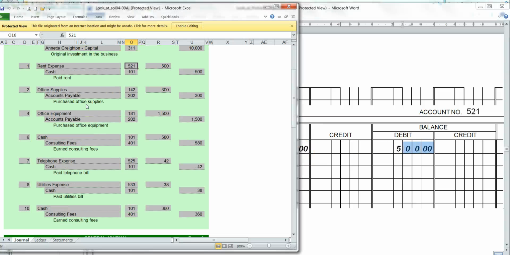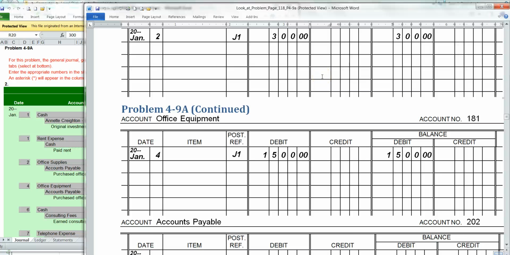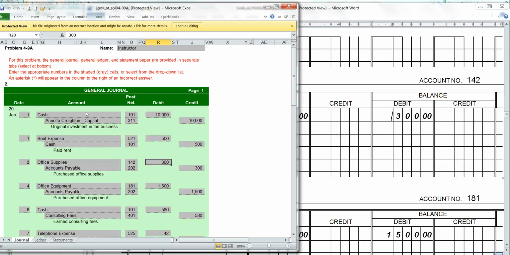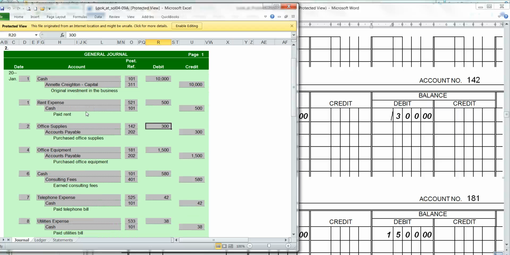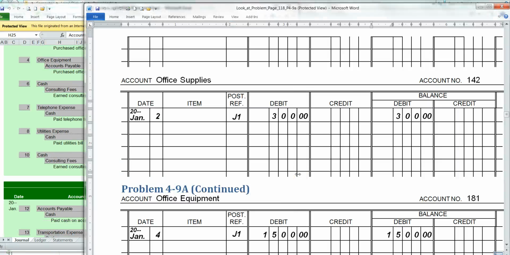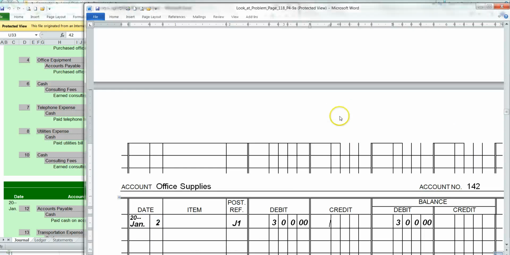And we're going to do this for each one. Office supplies, account 142, debit 300. Office supplies, journal page 1, debit 300, and now we have a balance of 300. And we are going to go through this for each one. All we are doing is now creating, going back and forth. And remember, whether the debit increases or decreases, your account makes an effect.